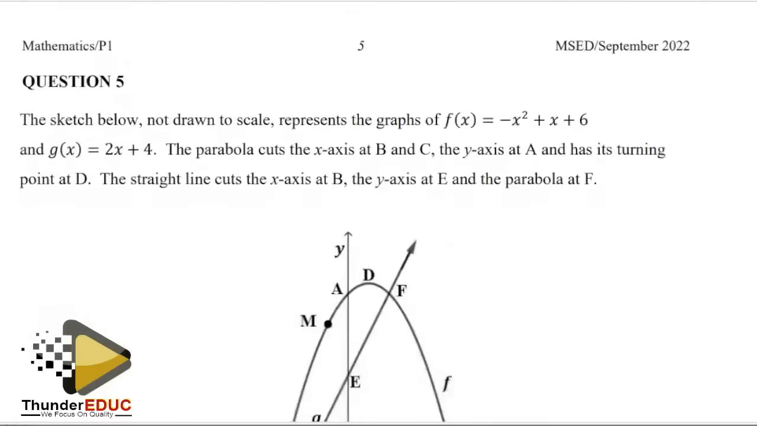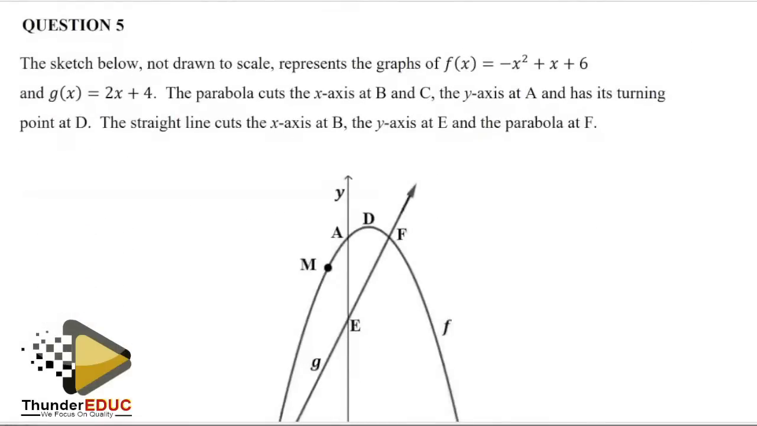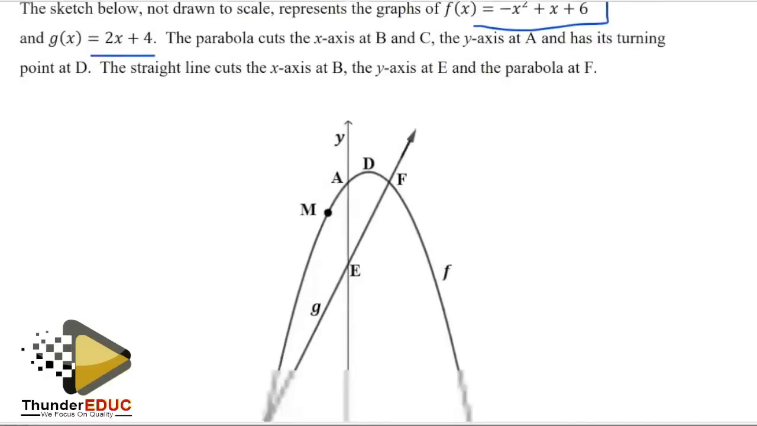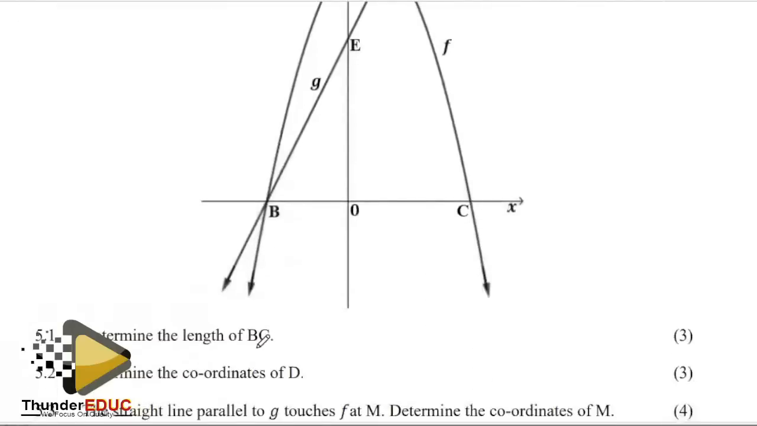And then we have this sketch below, not drawn to scale, represents a parabola. They never told us that, but it is x squared, so it's a parabola. And then we have a straight line. It cuts that and that, and so on. And then here we go. They ask us to determine the length. Now, whenever we're looking for length of lines that are parallel to the x-axis, parallel to the y-axis, in other words, just horizontal and perfectly vertical, you don't need to use the distance formula.